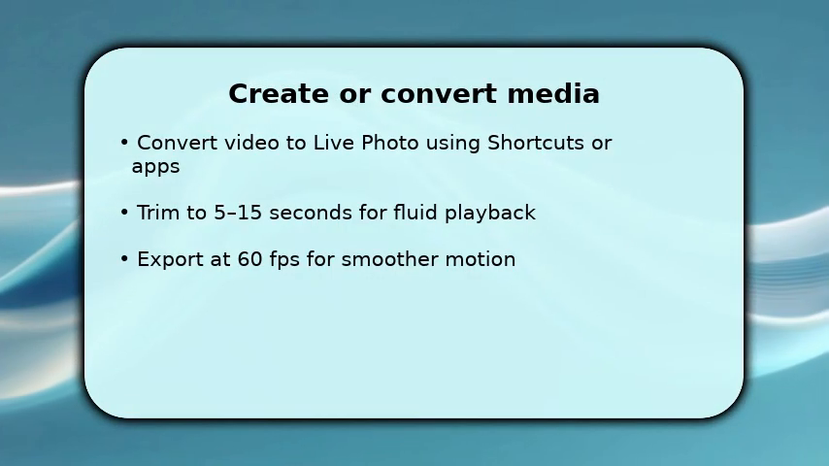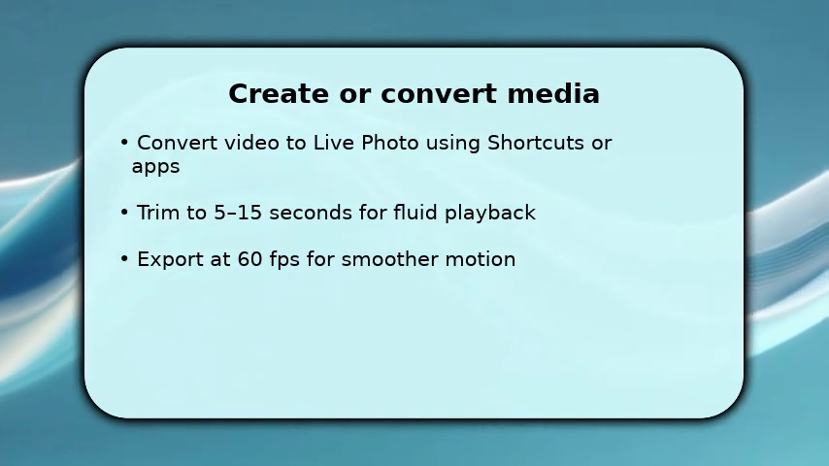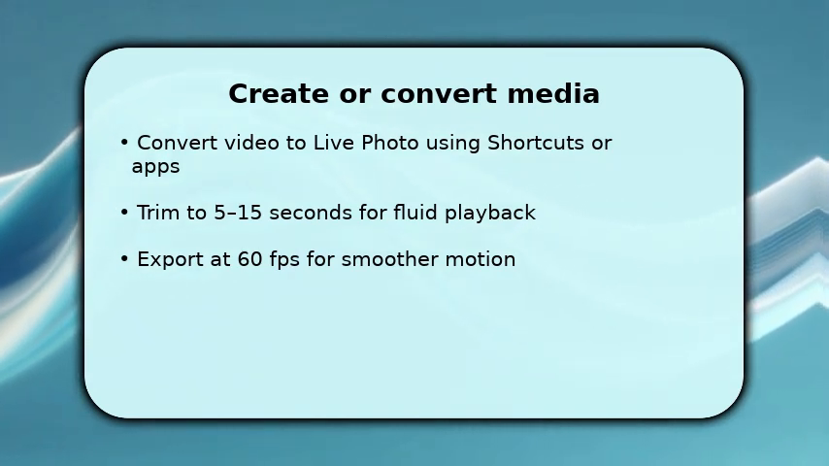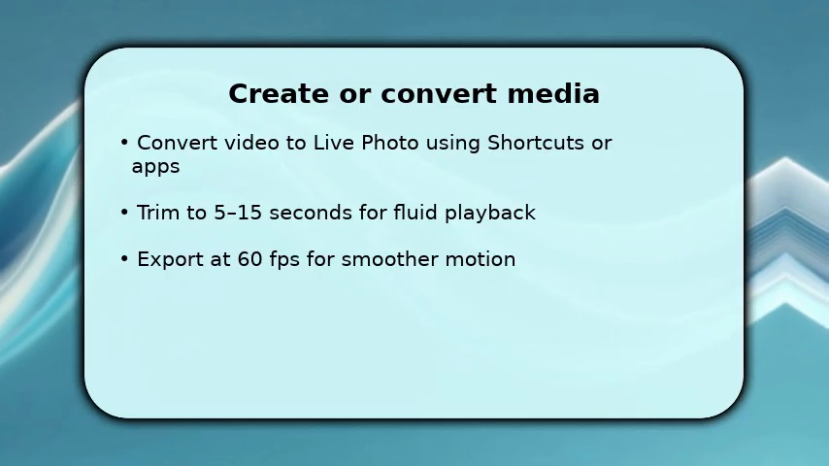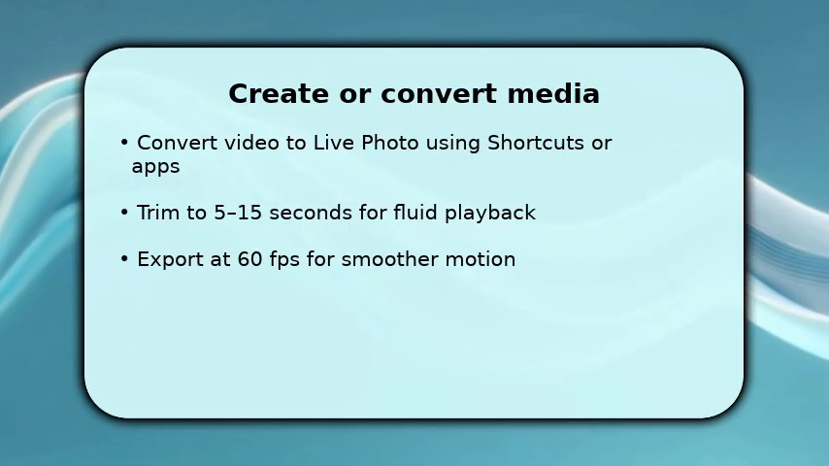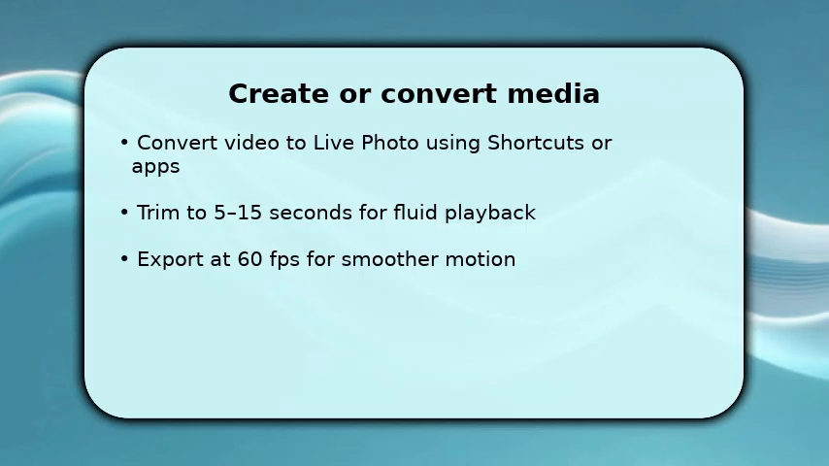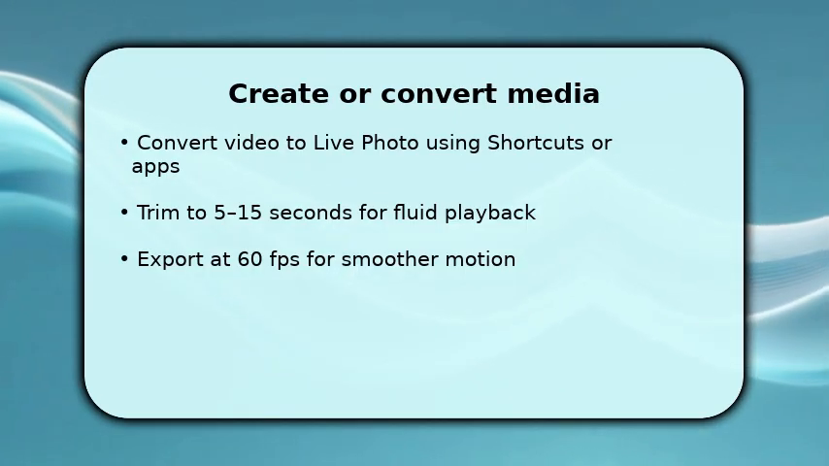You now convert or edit the asset. Use shortcuts or a trusted app to turn a video into a live photo. This adds the motion frame iOS expects. While converting, trim the clip to between 5 and 15 seconds and choose 60 frames per second if available for smoother motion. Once converted, save it to Photos and check live photo playback by pressing and holding.